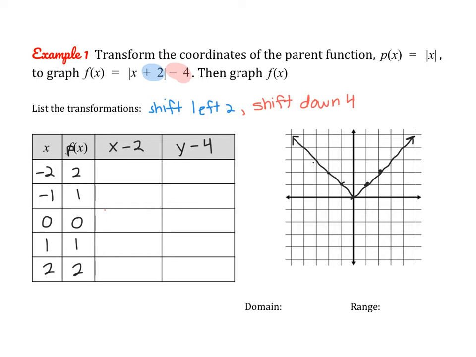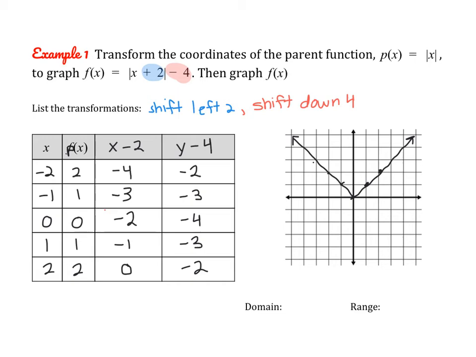Okay, so I'm going to take all of my x values here, and I'm going to subtract 2. So let's do that first. -2 minus 2 is -4, and then we have -3, -2, -1, and 0. So again, we're just moving all of our x values to the left 2 by subtracting 2. Then we're going to move all of our y values down 4 by subtracting 4. So we can go through and do that. 2 minus 4 is -2, 1 minus 4 is -3, and then -4, and then -3, and then -2. So these are going to be the coordinates of our new graph.